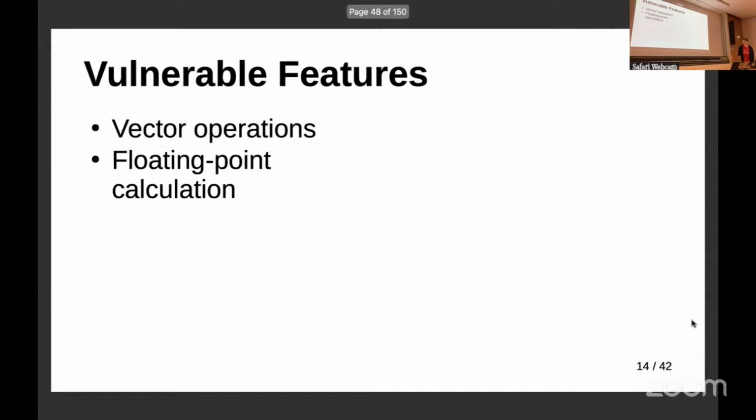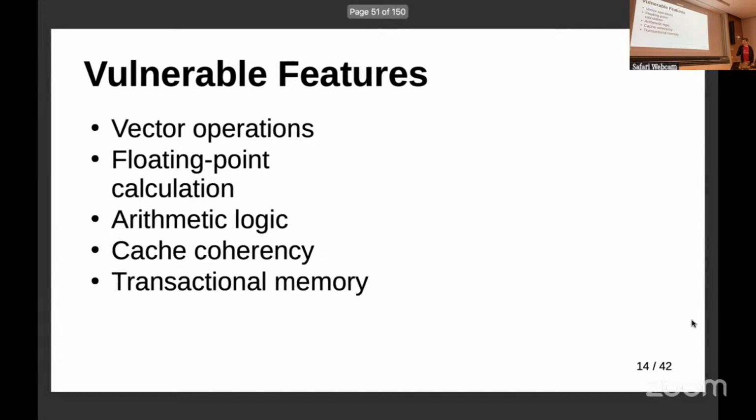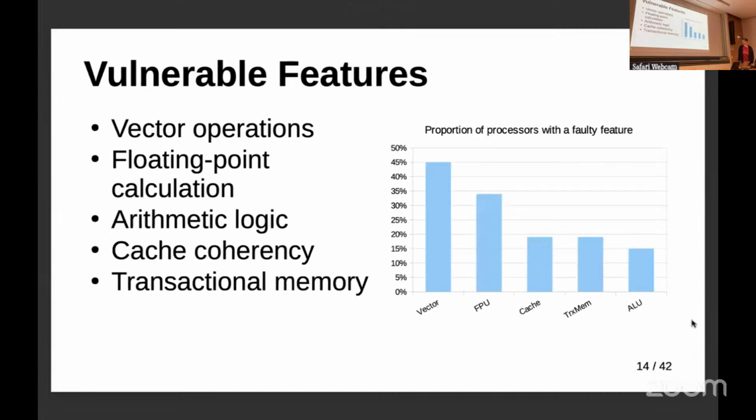Next, they break down the CPU features that are most vulnerable to silent data corruptions. They find that the most vulnerable ones, in order, are vector operations, floating point operations, arithmetic logic unit operations on the ALU, and then finally cache coherency and transactional memory operations. It is interesting to note that vector operations are the most affected, even though the ALU is still quite vulnerable. I'll go back to the vectors and the FPUs in a moment.